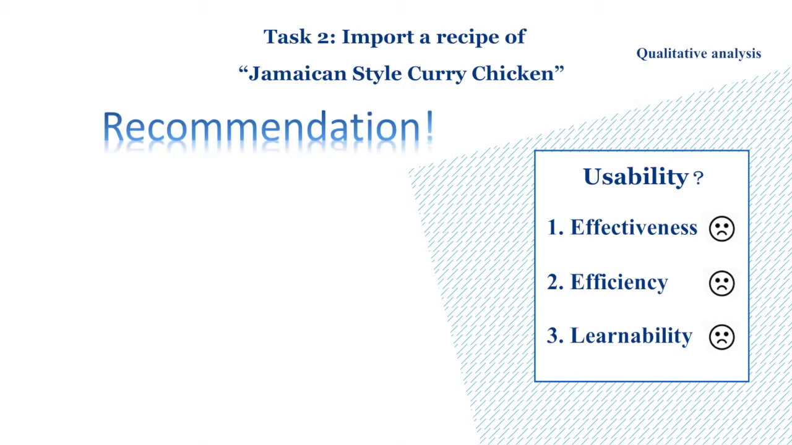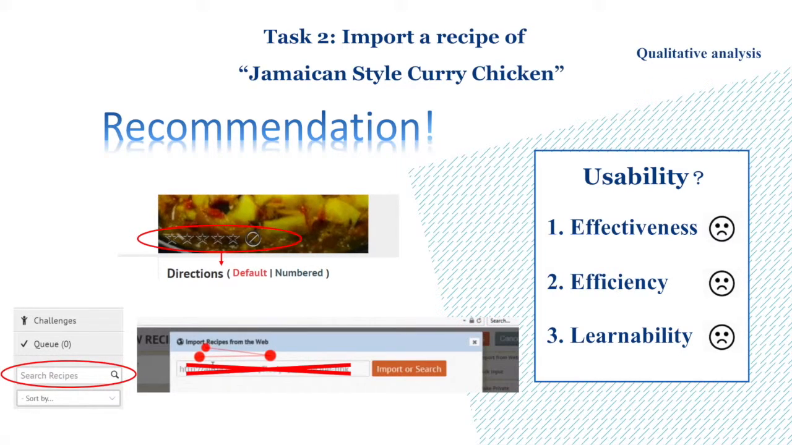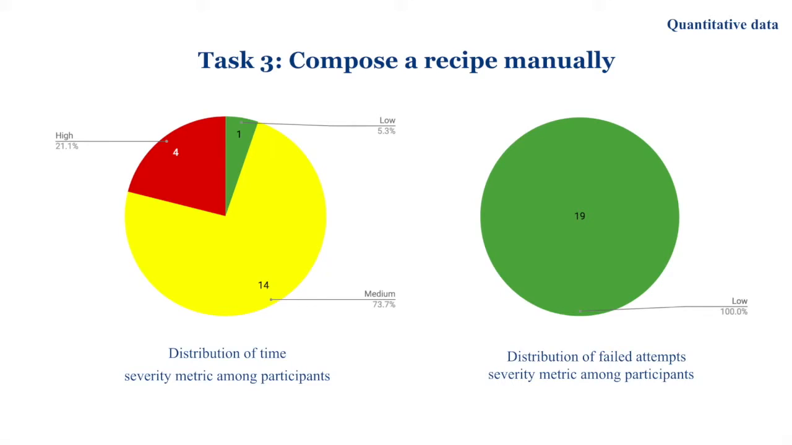Based on the 3 issues, here are our recommendations. Firstly, functions with low findability should be more recognizable for high effectiveness, like moving the rating system out of the cover picture. Also, allowing the navigation bar search function to fetch non-local recipes and removing the URL placeholder of importing would increase efficiency and learnability respectively.